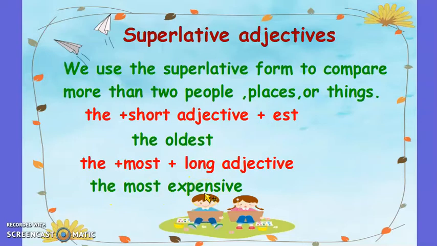الأغلى. We use the here, most, and expensive is a long adjective, so we use the most. The most expensive. الأغلى. The oldest. الأقدم. For the short adjective, we add est. For the long adjective, we add most. And also the most important word is the. The هي أهم كلمة برضو للسوبرلاتيف.